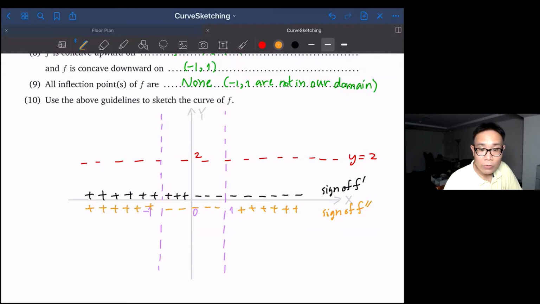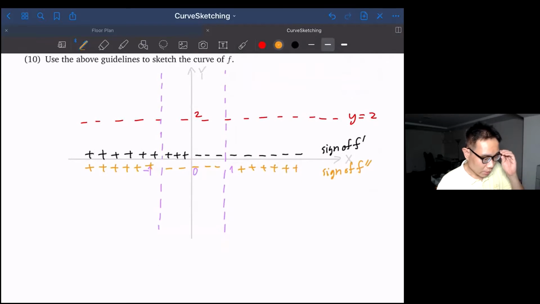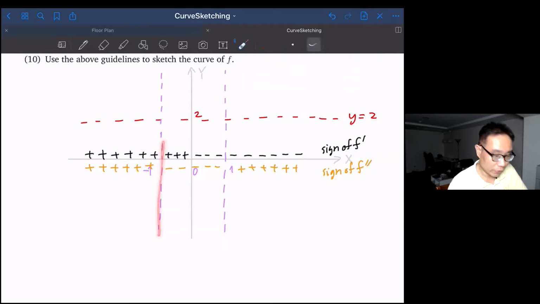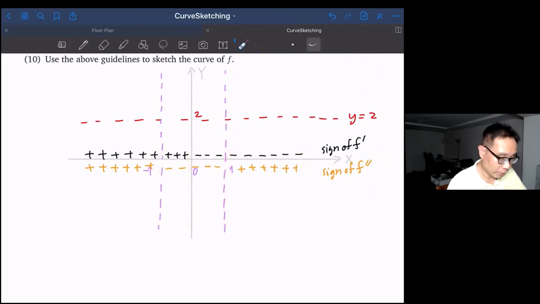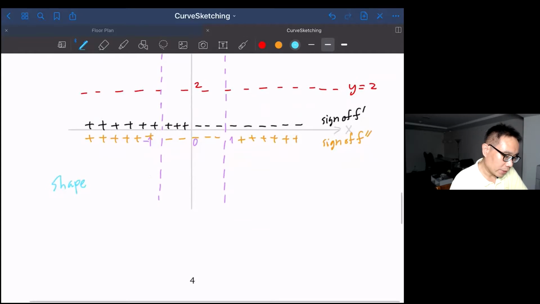Okay, so in this graph, you see that it's going to be 4 cases. It's going to be this interval, this interval, this interval, and this interval. So it's going to be 4 intervals that you have. And you're going to write down the shape. So you're going to have the shape of the graph in each interval corresponding to the sign of f prime and f double prime accordingly.